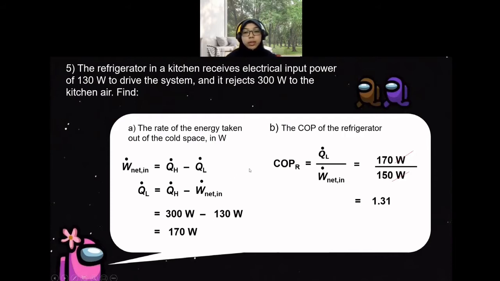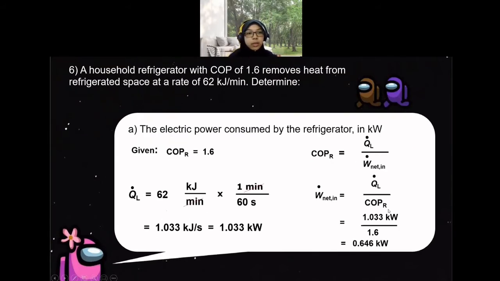Next question is question number B. Question B. Find the COP of the refrigerator. Now, to solve this question, we use the COP formula. COP equal to Q dot L over W dot in. So we insert the value inside the COP formula, 170 watt over 150 watt. So we can eliminate the unit. We got the value COP 1.31. Next question is question number 6.